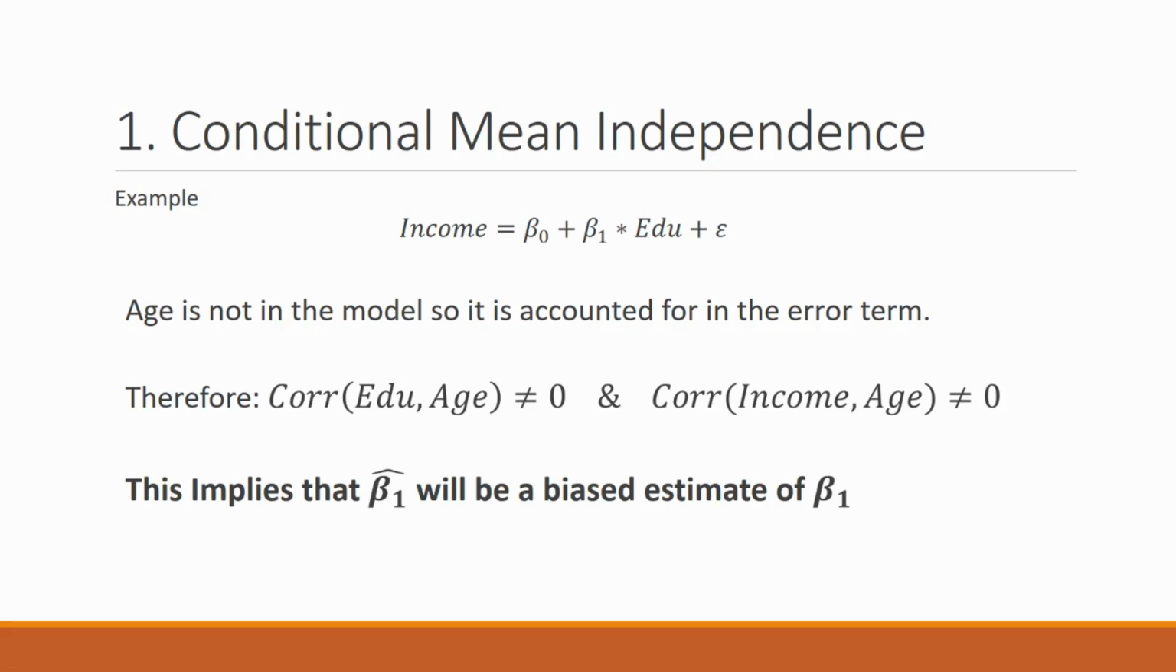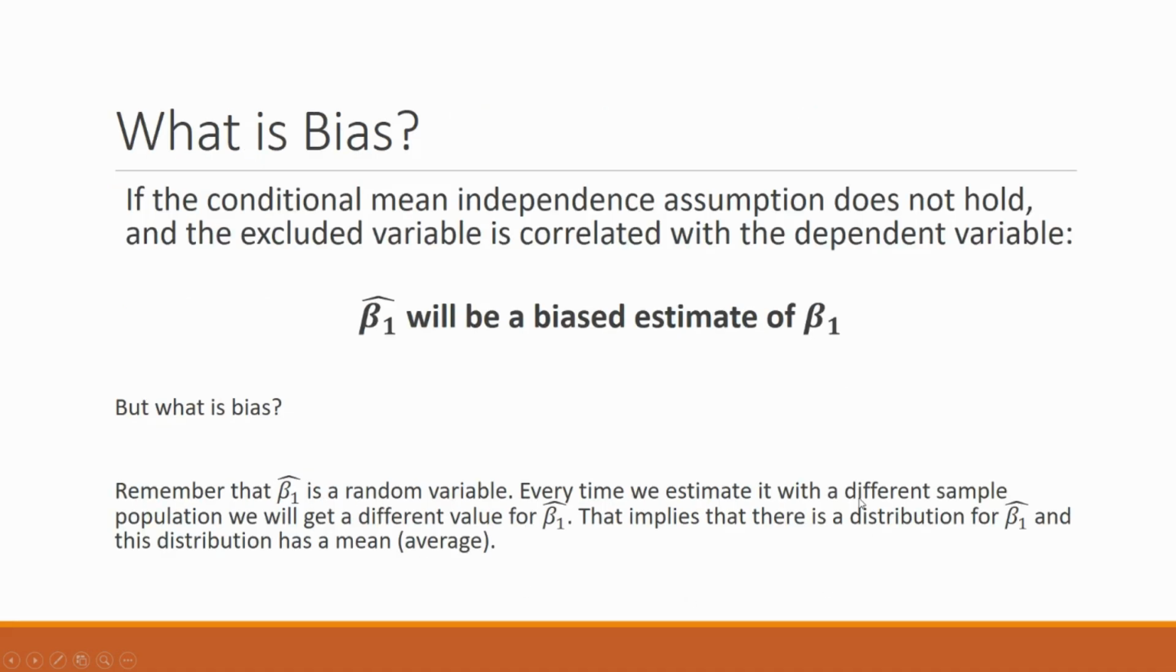All right, so we will have bias if these two conditions hold. If we can think of a variable that is excluded from the model, but correlated with the variable in the model and correlated with the dependent variable, then this implies that we will have a biased estimate of beta 1. Okay, well that sounds bad, but what is bias? If the conditional mean independence assumption does not hold and the excluded variable is correlated with the dependent variable, then beta 1 will be biased.